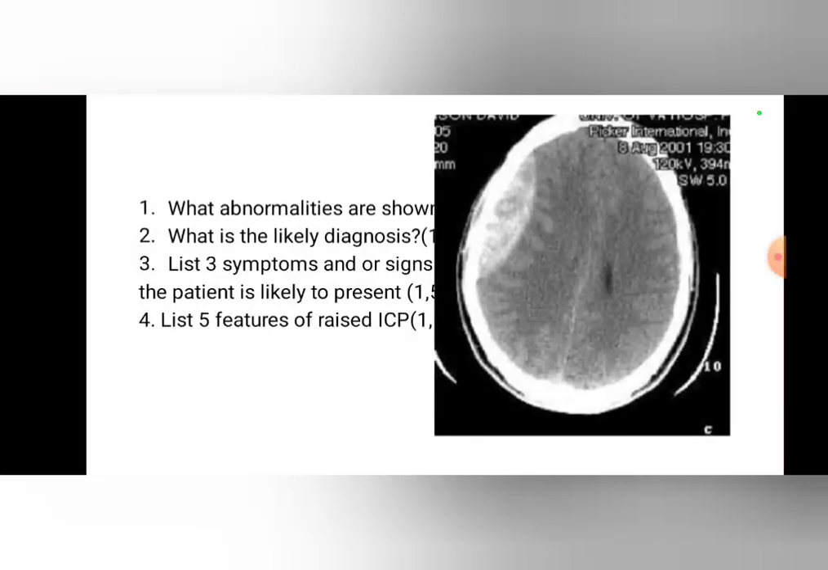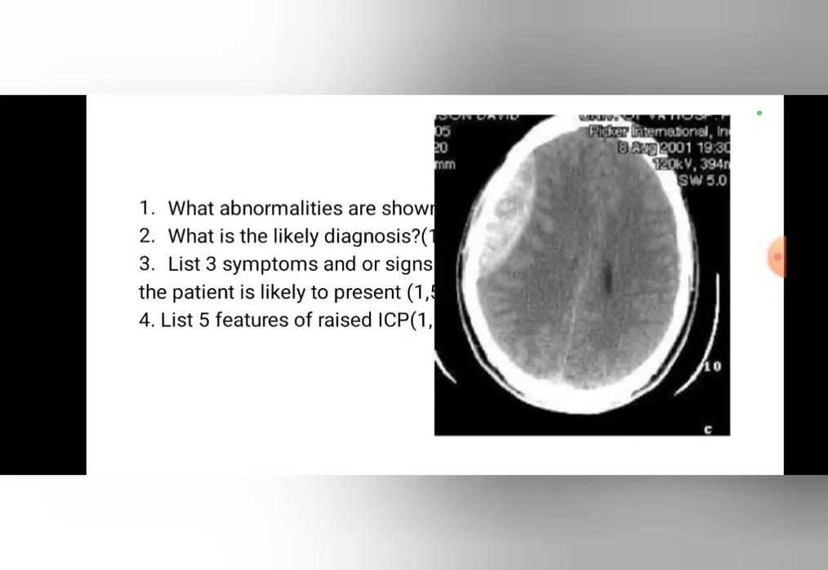Now in this question, they ask what abnormality is shown. In this case, it is a biconvex or convex shaped hyperdensity located where? At the frontoparietal aspect. So it is located at the frontoparietal aspect of the head.